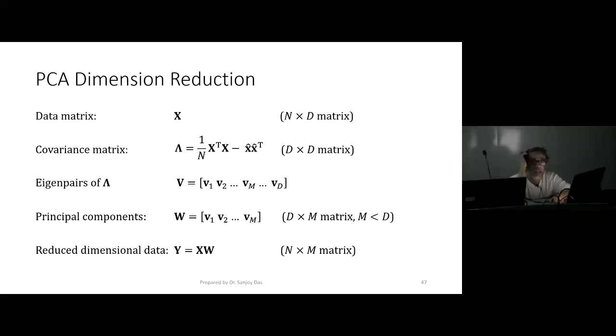Why are we choosing it along the maximum? Well, information is a mathematical concept, but informally, yeah, something like that.